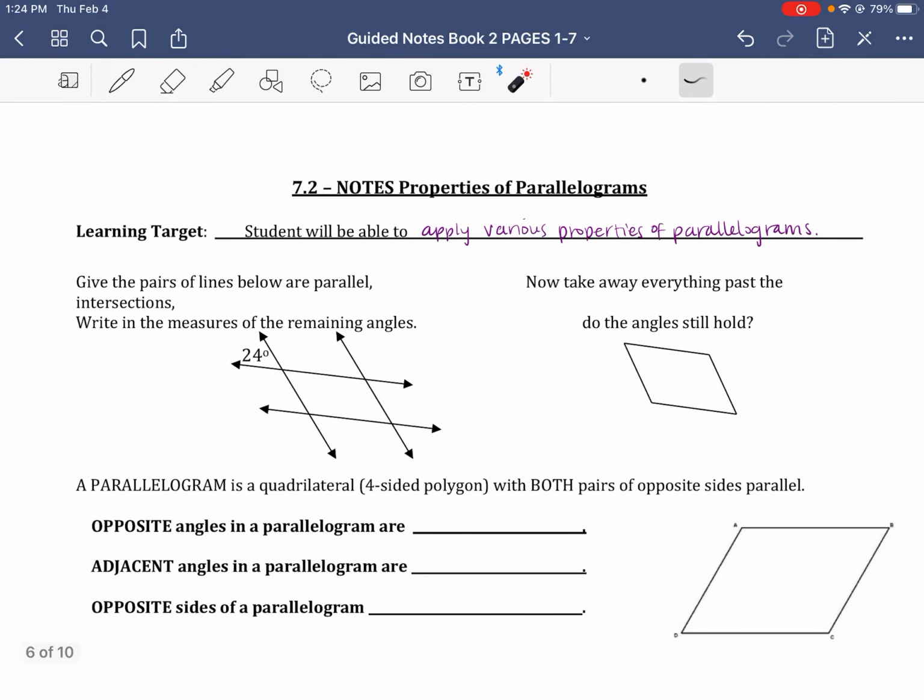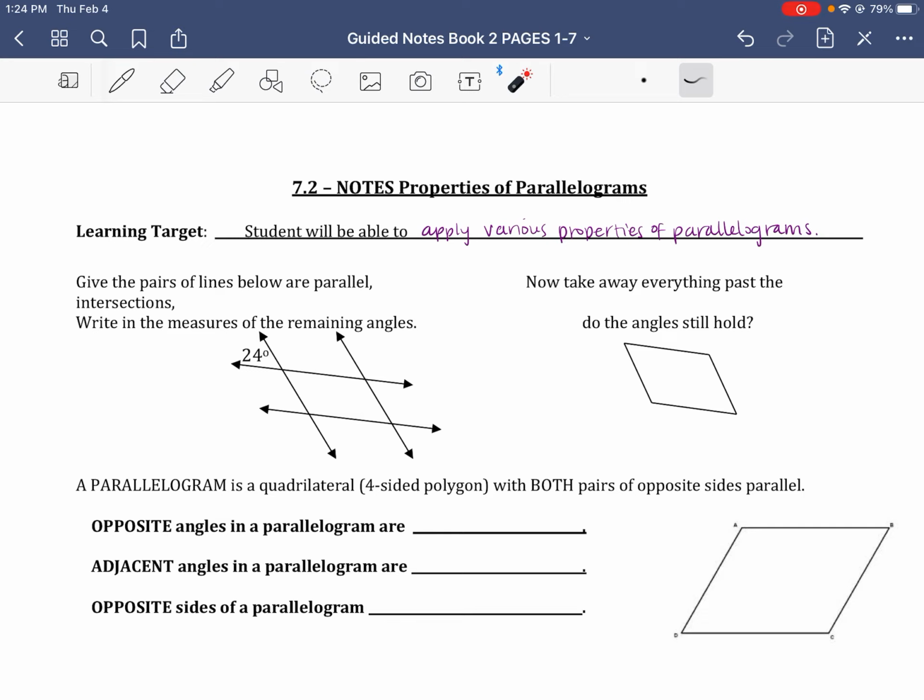Okay, in this lesson, we're in section 2 of chapter 7. We're going to talk about a specific type of polygon, a parallelogram. Our goal today is that we will be able to apply various properties of these parallelograms, and really practice that notation as we look for the different properties and apply them.